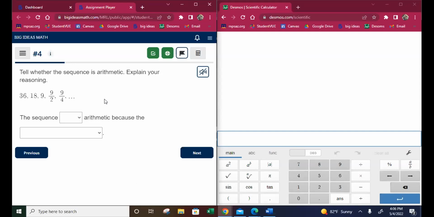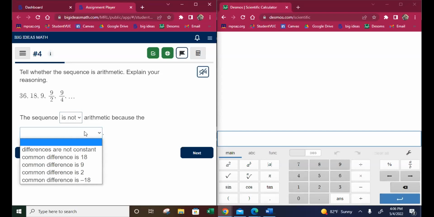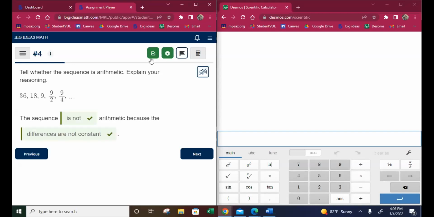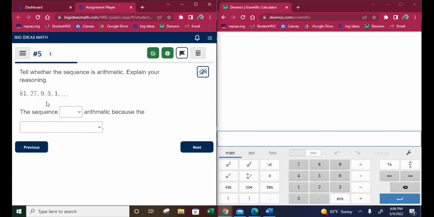It is not going down by the same amount. Wouldn't it be geometric? Yes, that's geometric. So geometric is when they multiply and divide. Arithmetic is when they subtract and add. Exactly. Said perfectly.